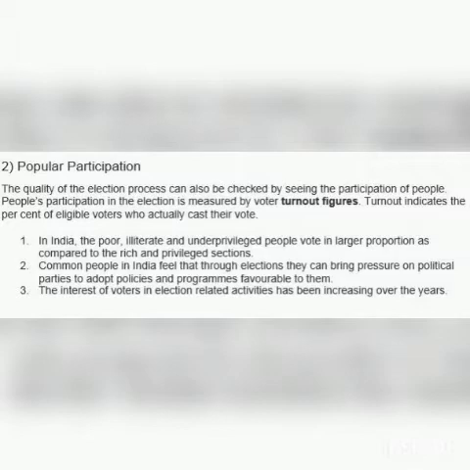Over the last 50 years, the turnout in Europe and North America has declined. In India, the turnout has either remained stable or actually gone up. In India, the poor, illiterate and underprivileged people vote in larger proportion as compared to the rich and privileged sections. This is in contrast to Western democracies. For example, in the United States of America, poor people, African Americans and Hispanics vote much less than the rich and the white people.